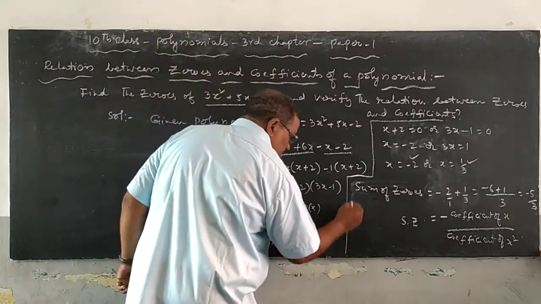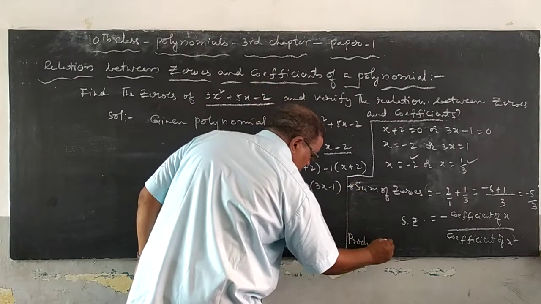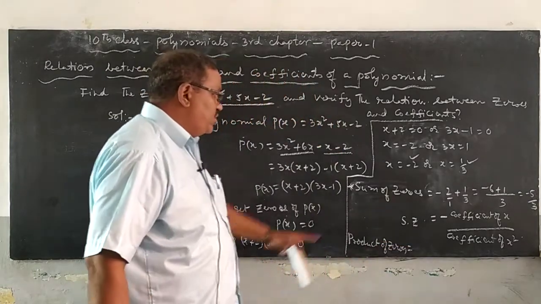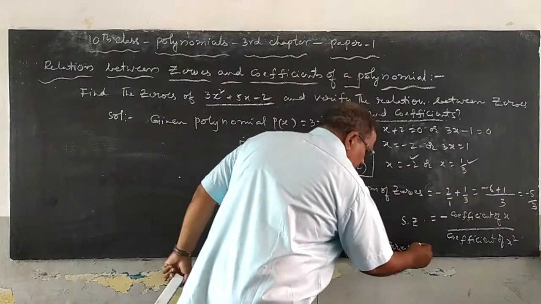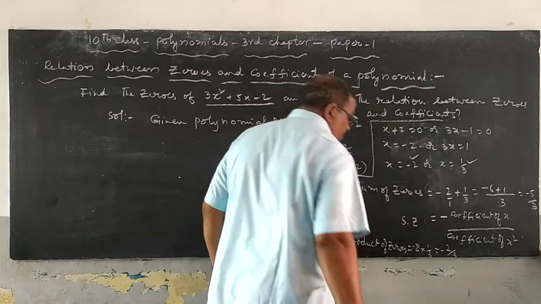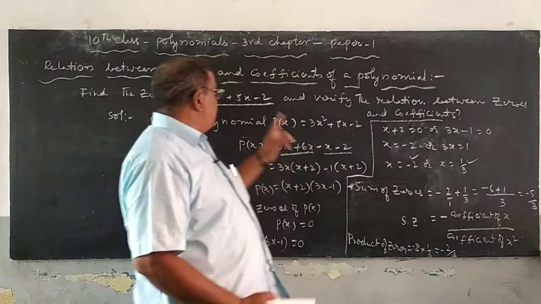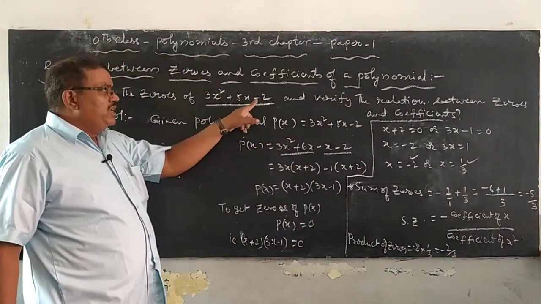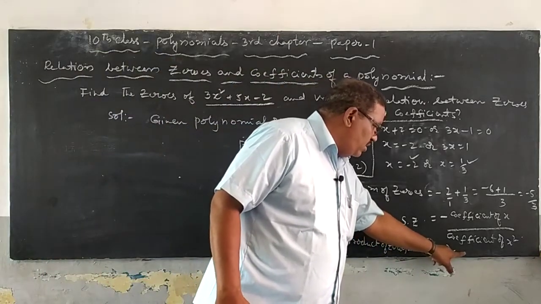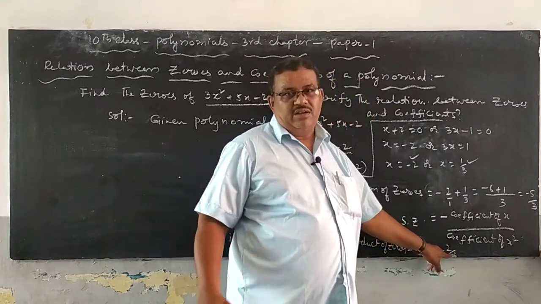Similarly, find the product of zeros also. Product of zeros is minus 2 into 1 by 3, that is minus 2 by 3. This is the product of zeros. What is minus 2 in the given polynomial? Minus 2 is the constant term. So, the product of zeros equals the constant term by the coefficient of x square.